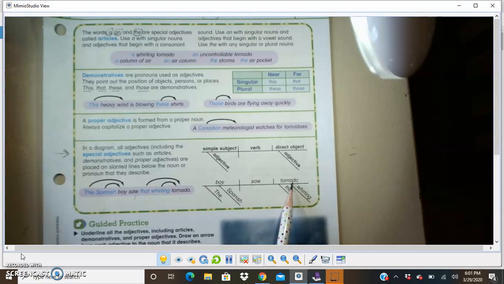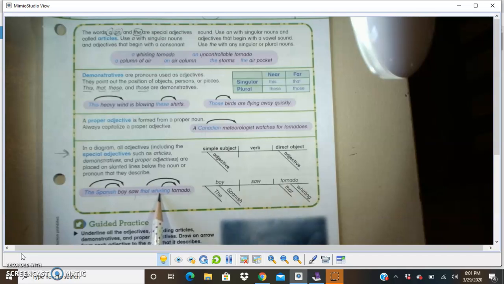And what do we do with these two words, Miss Alks? That and whirling. Well, that is a demonstrative. We just talked about it up here: this, that, these, or those. So that is a special adjective also, and it goes at a slant right here below the direct object tornado. And whirling.